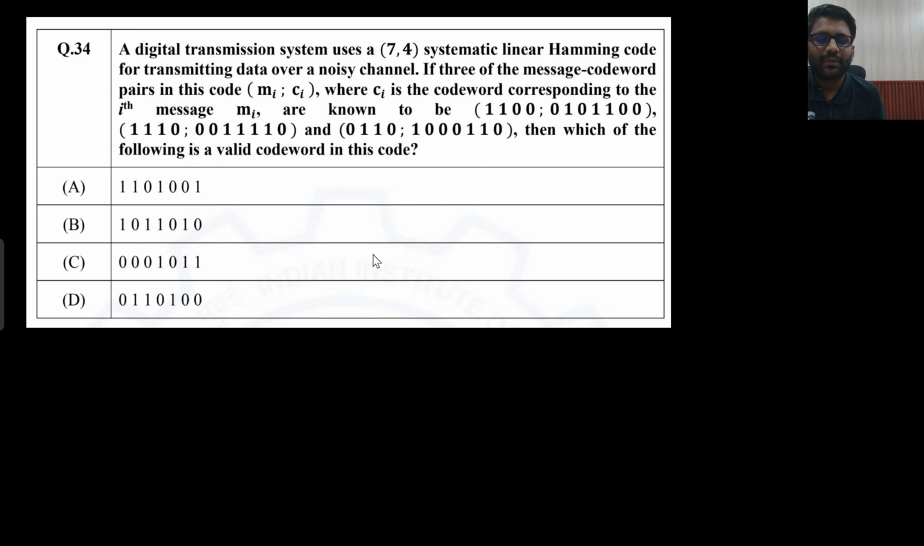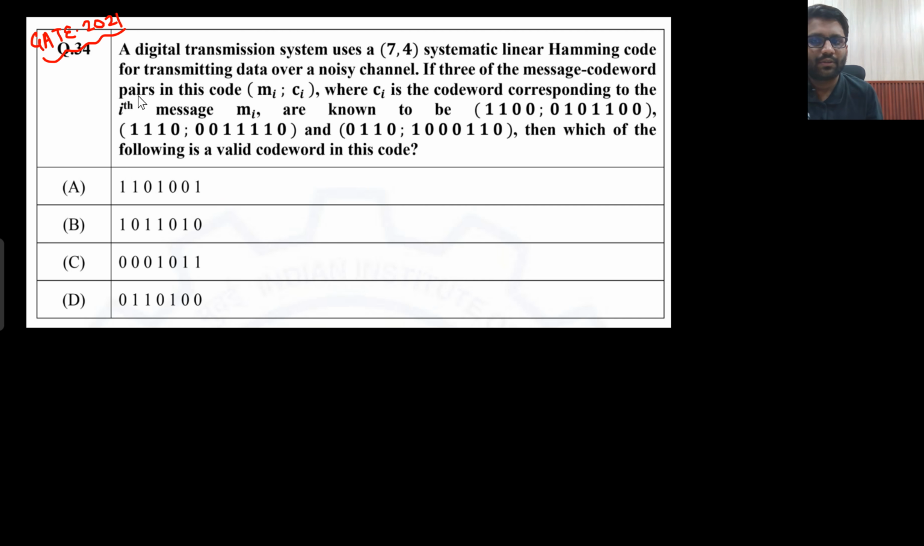So now we are going to solve this particular question which was asked in the GATE 2021 examination. It was based on Hamming code. When this question came, there was so much controversy that it should be MTA. So let's check what this question is saying and what the possible answer could be.